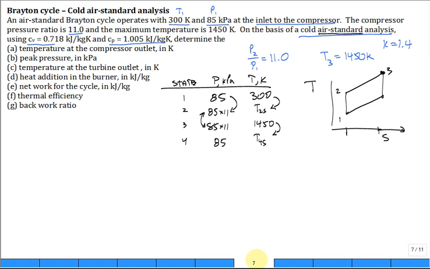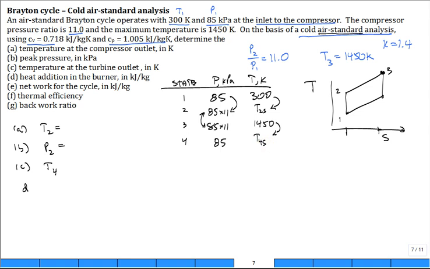So for part A, the temperature at the compressor outlet, that's T2, is equal to whatever T2S. How about for B? Peak pressure. That's almost too easy. That's P2 is equal to P3 is equal to 85 times 11. How about C? Temperature at the turbine outlet. Isn't that T4? And that's the equation we just had for T4S, that expansion through the turbine.